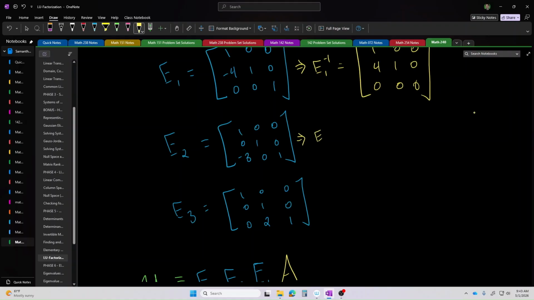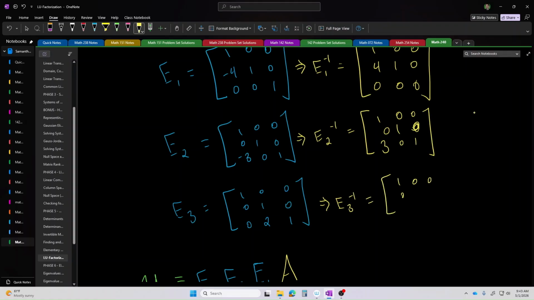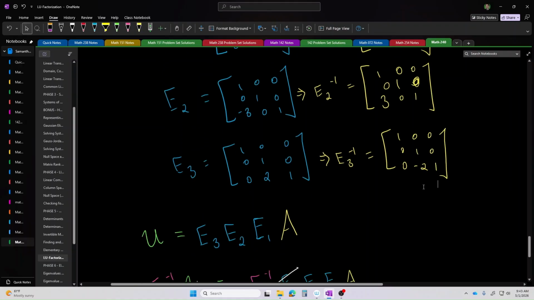Similarly, the inverse of E2 is 1's on the diagonal, 0's above, but that -3 has changed to its opposite, to the number +3. And similarly, E3 inverse is equal to 1, 0, 0, 0, 1, 0, 0, -2, 1. -2 in that position because this is the inverse of E3, meant to perform the opposite action as E3.